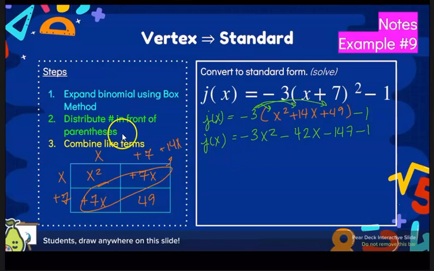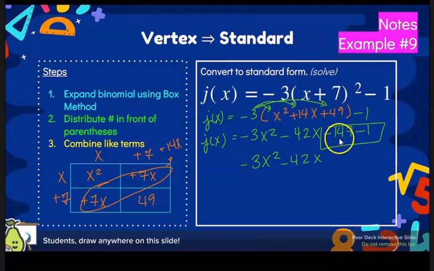Now when we say combine like terms, we have to see if we have any like terms. So in this case, we only have a single number that has an x squared. This doesn't have an x squared, this doesn't have x squared, neither does this. So I will just bring down my negative 3x squared. Once again, this is also a number with an x, so there's nothing I can combine this negative 42x with, so I'm going to bring it down. However, I can combine these. They are both constants. So I can combine them to be negative 148. So j of x equals negative 3x squared minus 42x minus 148. This is my answer.